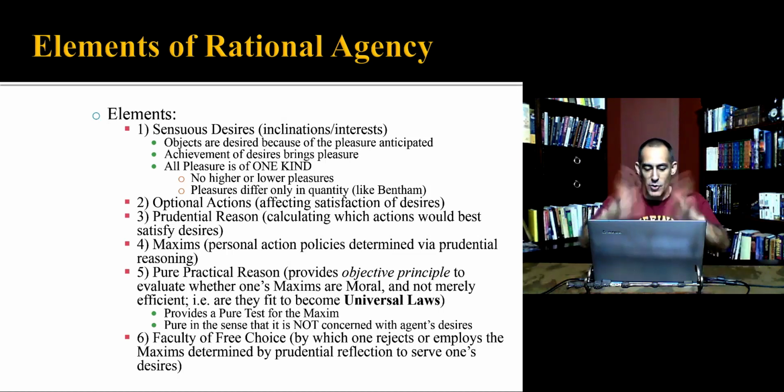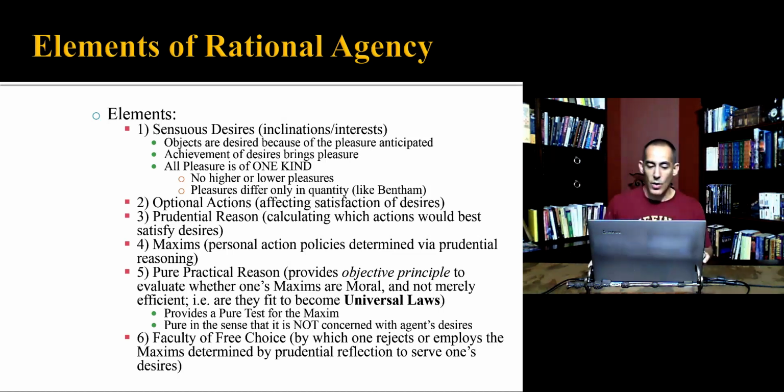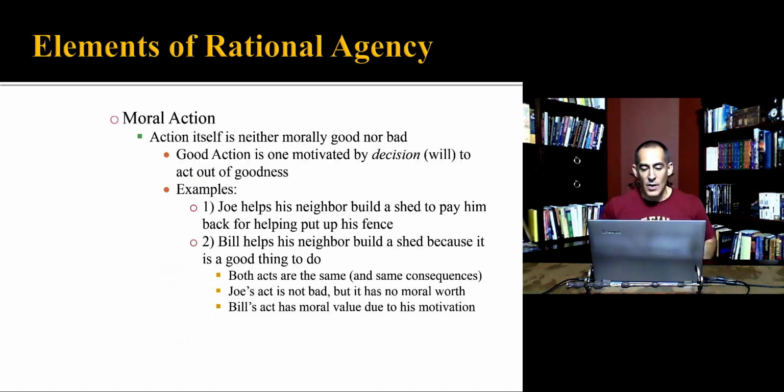And then, of course, the sixth element in the whole shooting match is really the free will, right? The faculty of free choice. And this is what's going to allow us to determine whether we're going to follow the maxim, at least the maxim that has been judged the right maxim by our pure practical reason, or go after the desires and the actions that are going to allow us to attain those desires. Okay, one of those two directions.